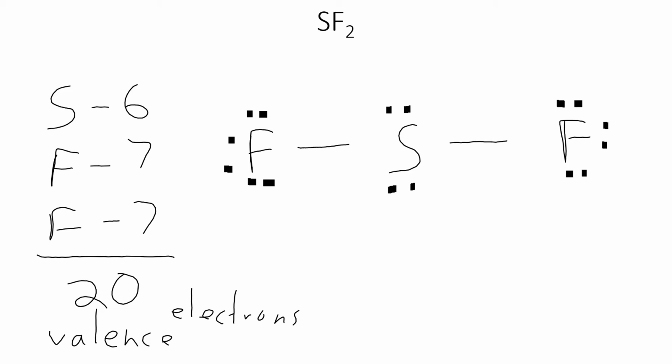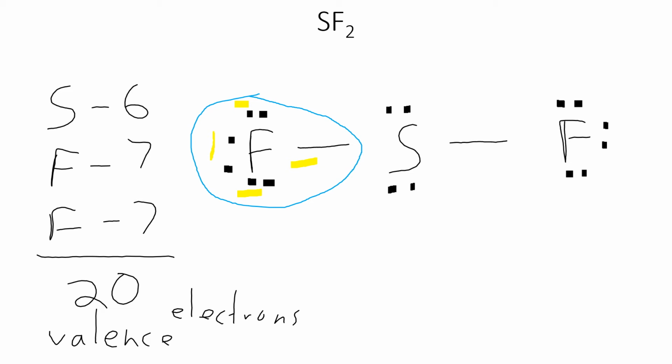Remember, to check the octet rule, we're looking around each atom. Are there 8 electrons in the general area around each atom? Fluorine on the left, yes. Lone pair gives 2. Other lone pair gives 2 for 4. 2 more from a lone pair, 6. Bond is going to make 8.